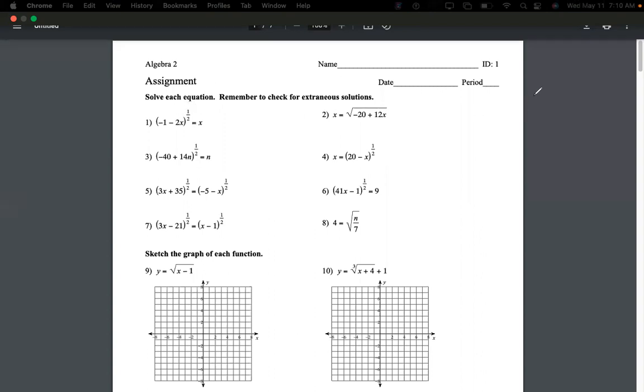Okay, so it is going to be 20 questions. It is going to be multiple choice. So just keep that in mind as you are preparing for this exam.